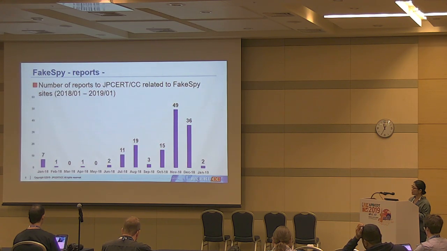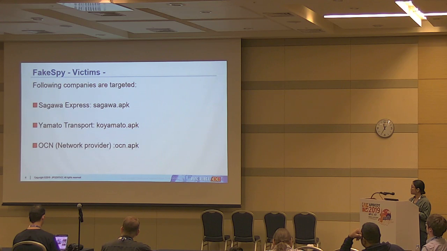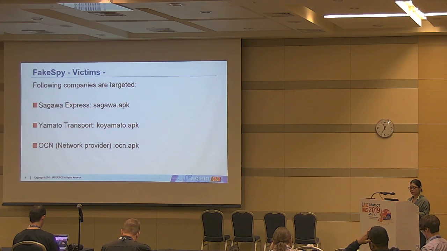Here are the numbers: the reports about FakeSpy from January 2018 to January 2019. The reports spiked from November to December, and we still constantly receive reports from our constituency. I just listed three companies here because we found those companies' names within the APK file names. So I would like to say that these three companies are targeted by the attacker: Sagawa Express, Yamato Transport, and AEON as well. The Sagawa Express case, unfortunately, is still ongoing. I will explain the characteristics of the Sagawa Express company and what was observed related to Sagawa hereafter.